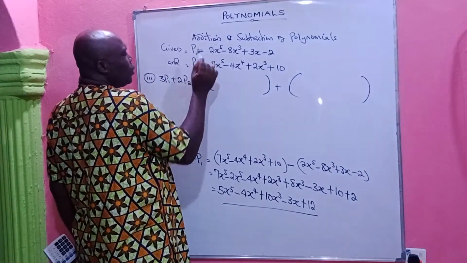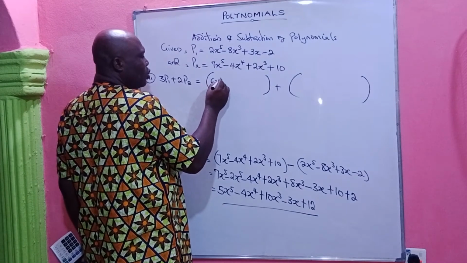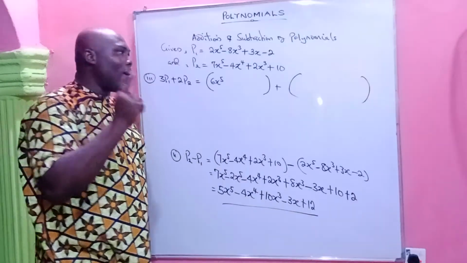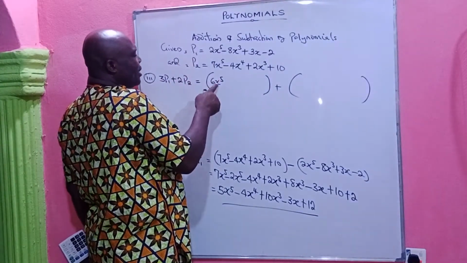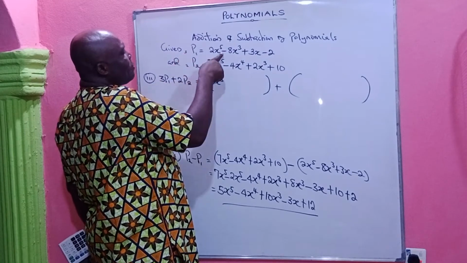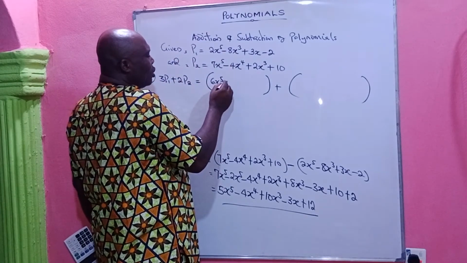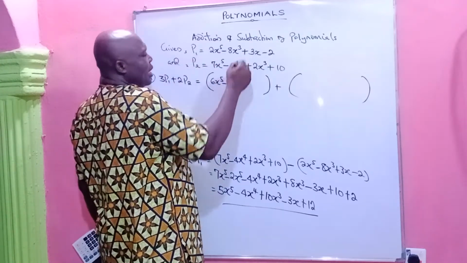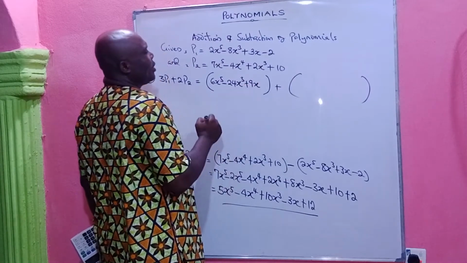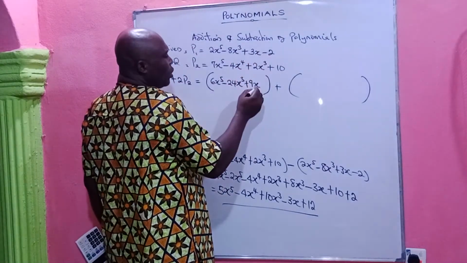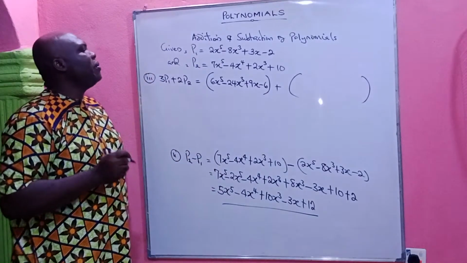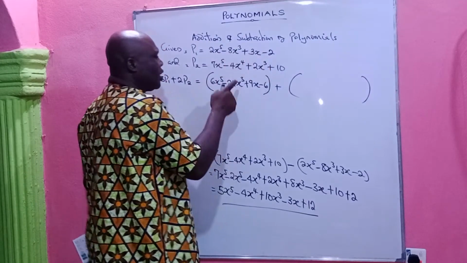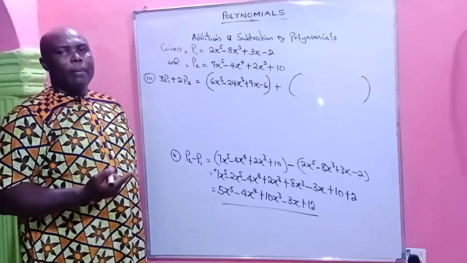So 3 times 2 here will give us 6x raised to power 5. The multiplication only affects the coefficients, not the powers. 3 times minus 8 will be minus 24x raised to power 3. 3 times 3 will give us positive 9x. And then 3 times minus 2 will give us minus 6. By taking 3 to multiply each of these coefficients, we have done that, including the constant.